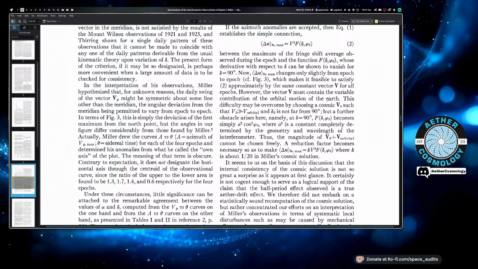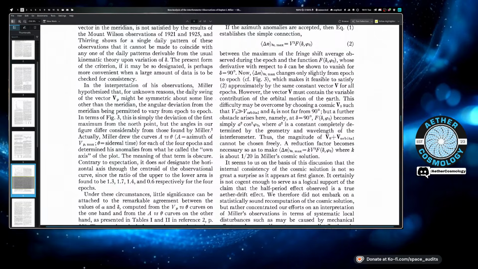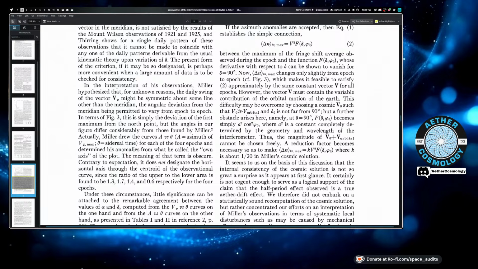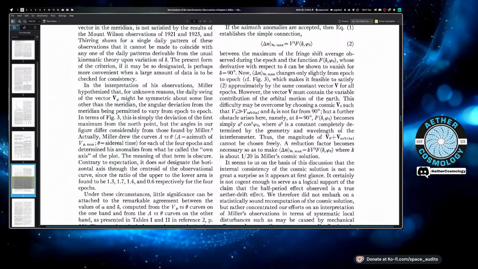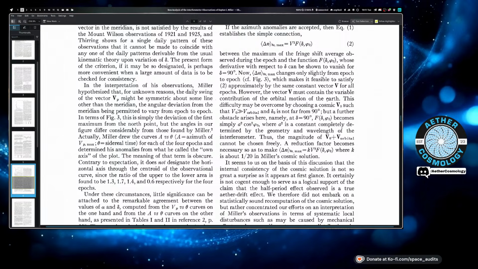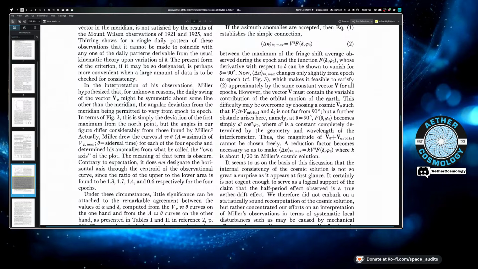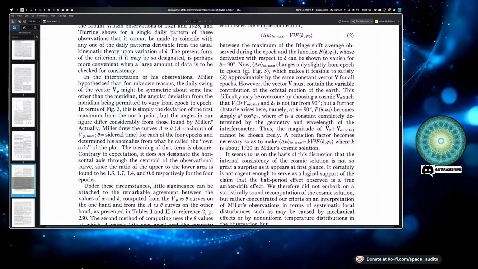A reduction factor becomes necessary to make it so that delta n is equal to k times the velocity vector squared times f delta, which is their celestial coordinates, where k is about 1 in 20 of Miller's cosmic solution.